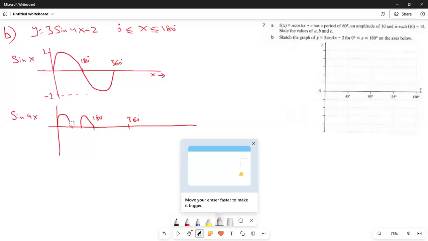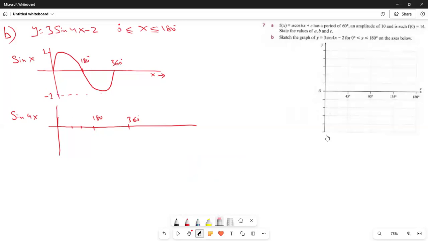I didn't make 2 cycles, I made less than that. Okay. So in 180 degrees, it will go 2 cycles.